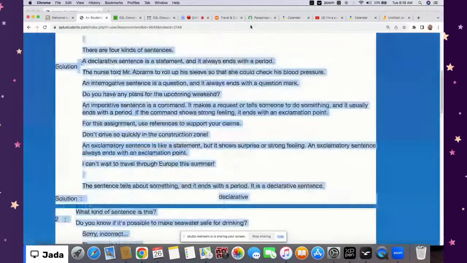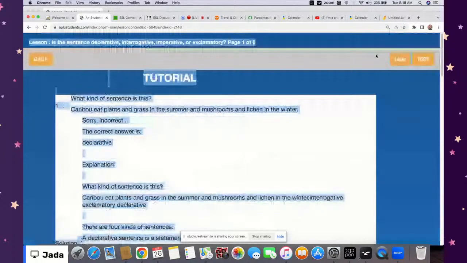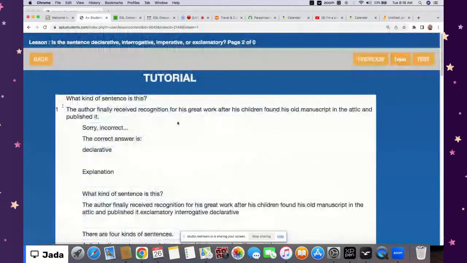Okay. So let's see a few more examples, and then we will go to the test. The author finally received recognition for great work.